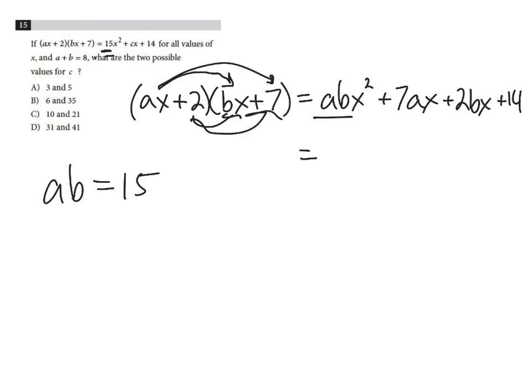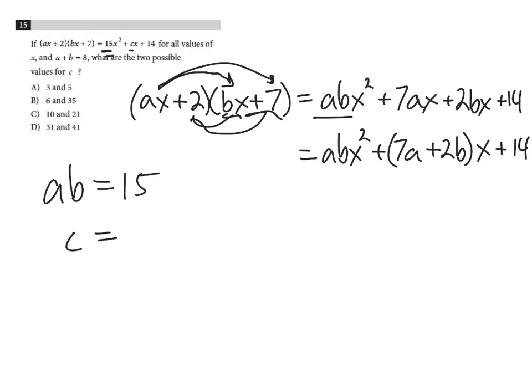Well, what's the coefficient on x? Let's see. I'm going to pull out 7a plus 2b times x. I just factored that x out of those two terms, plus 14. Well, that's c. The coefficient on x is c. So I know c equals 7a plus 2b.